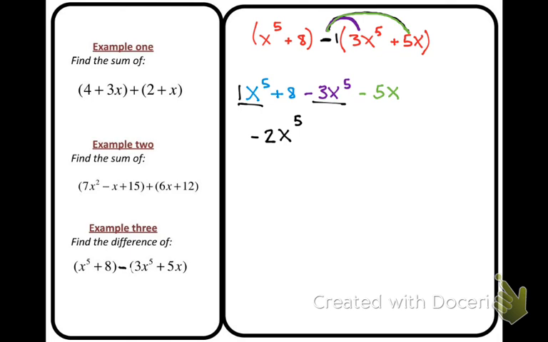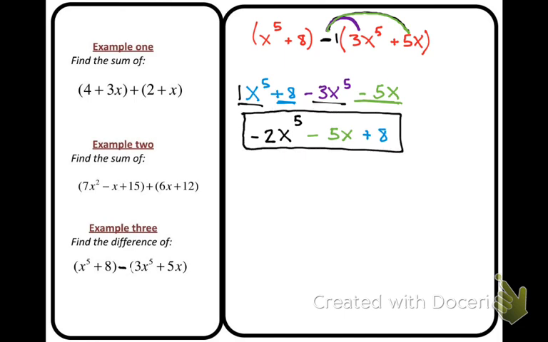Now we look for our next term. We have an x to the 1 power here, and no like terms for it, so that's minus 5x. And our last one, we have that lonely plus 8. So looking at our final answer, there are no other like terms to collect, and it is in standard form.